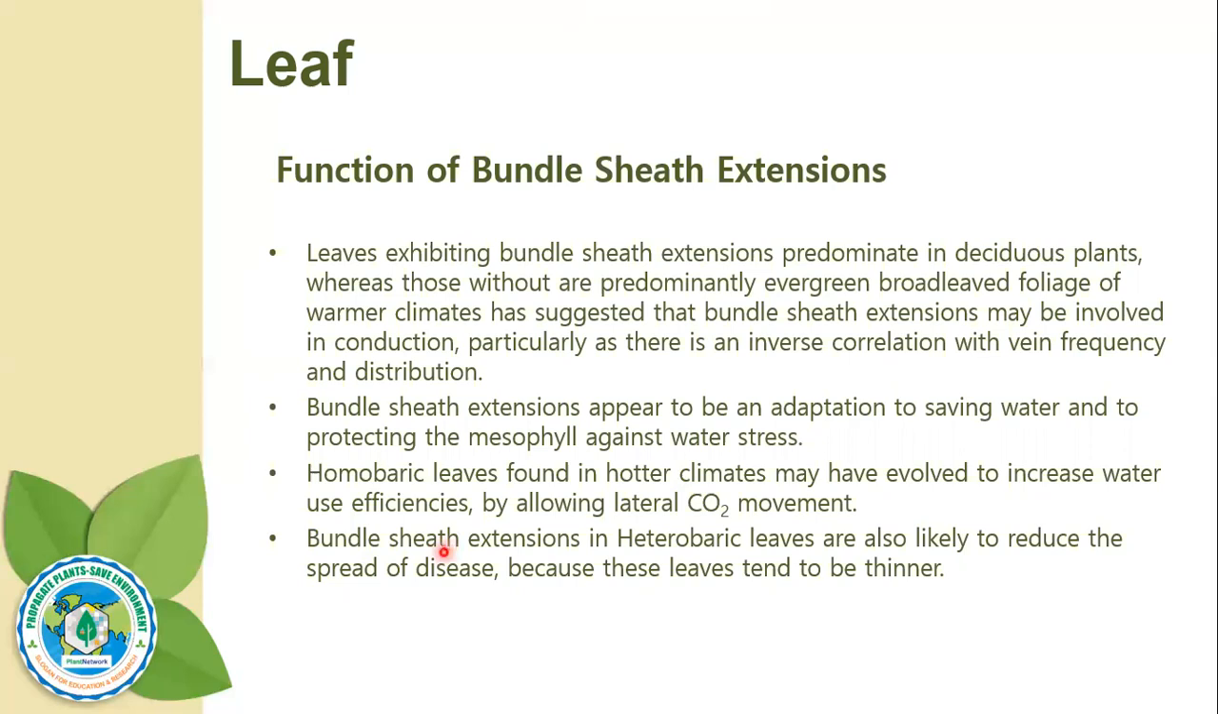Homobaric leaves found in hot climates may have evolved to increase water use efficiencies by allowing little carbon dioxide movement. The other functions of the bundle sheath extension in heterobaric leaves are likely to reduce the spread of diseases as well.